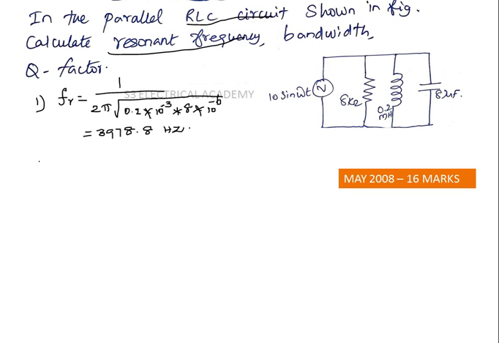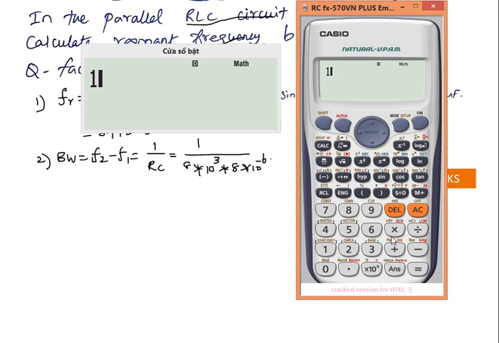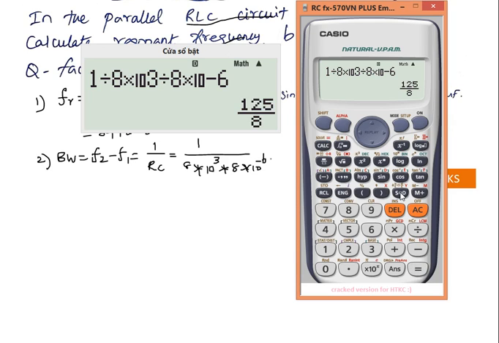Next, bandwidth. What is the formula to calculate bandwidth? Bandwidth is equal to F2 minus F1, which is equal to 1 by RC. 1 by RC is nothing but 1 divided by 8 into 10 power 3 into 8 into 10 power minus 6, which is equal to 125 by 8, that is 15.625. That is nothing but the bandwidth. The unit of bandwidth is hertz. 15.625 hertz.